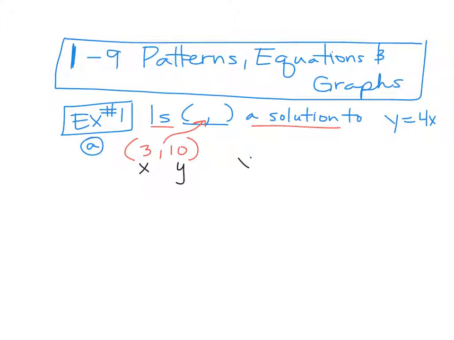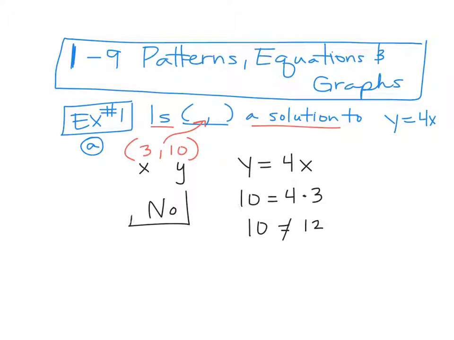So if I have the equation y equals 4x, what I'm going to do is drop those numbers in for y and x and test it out. So y is 10 equals 4 times, and then my x is 3. So I end up with 10 equals what? 12. Does 10 equal 12? No, 10 does not equal 12. So is it a solution? No. Your answer would be no, because it doesn't work out in that equation.